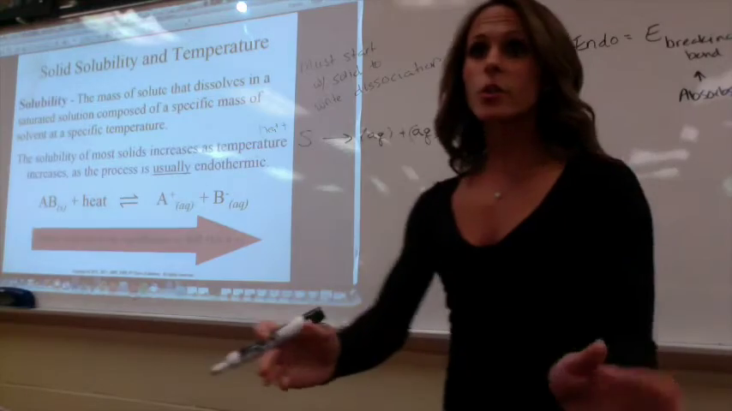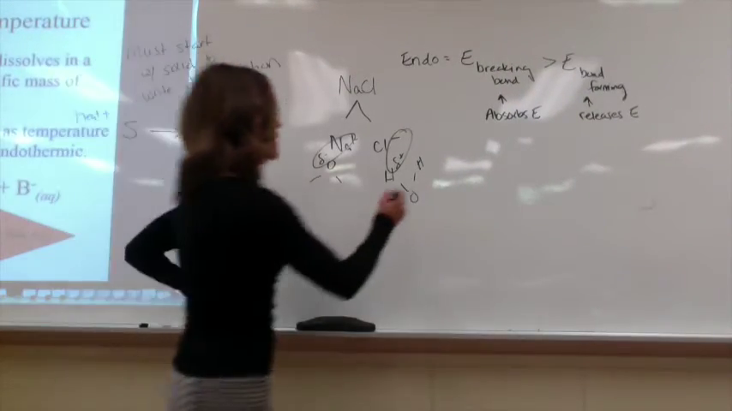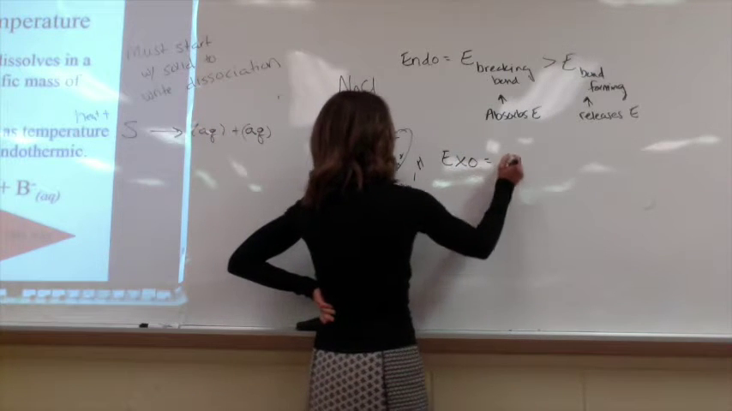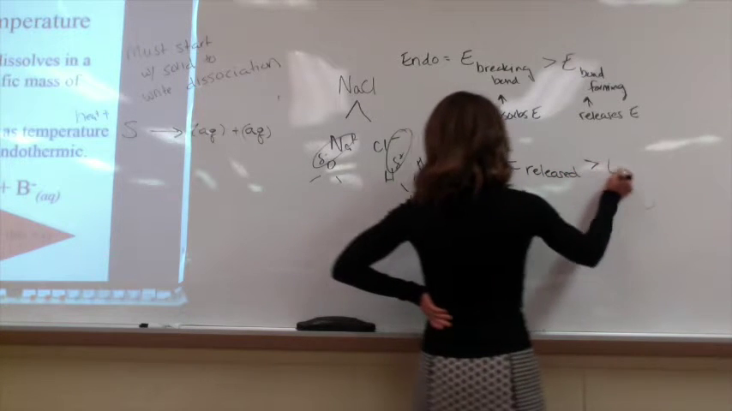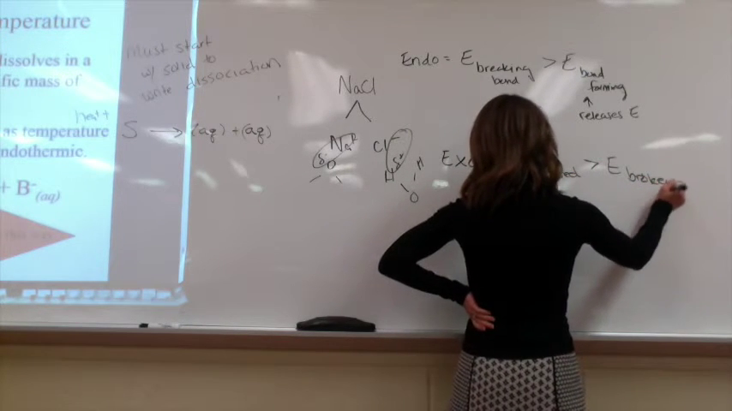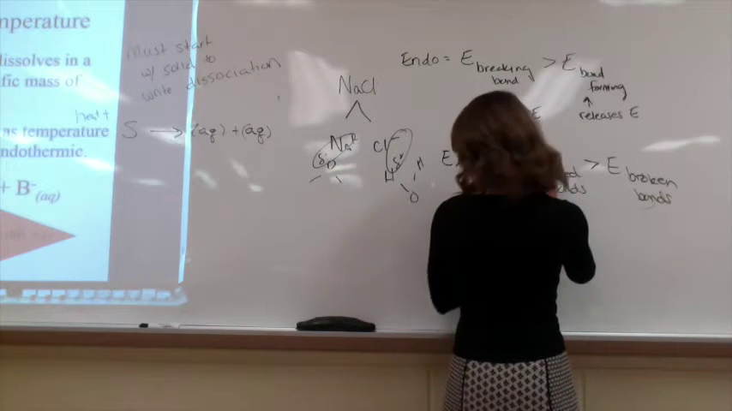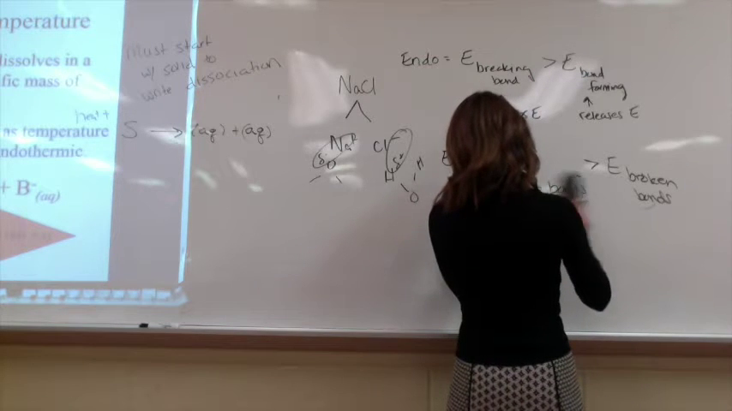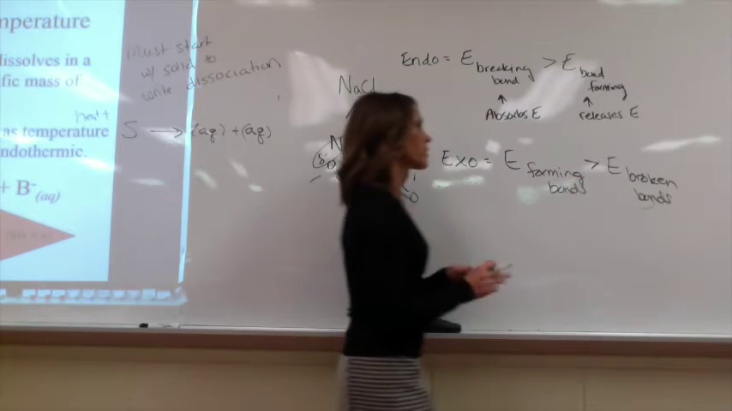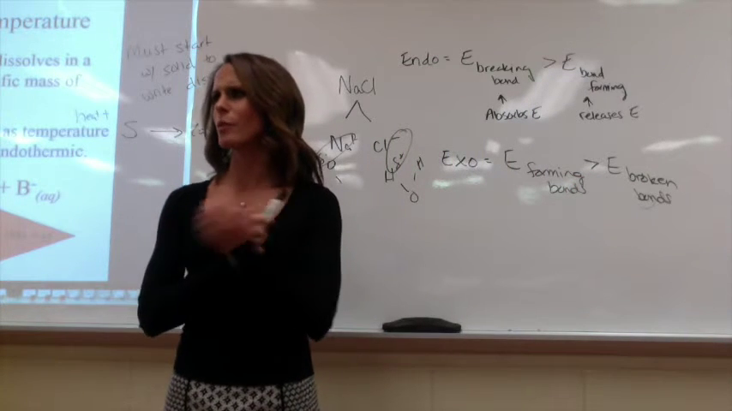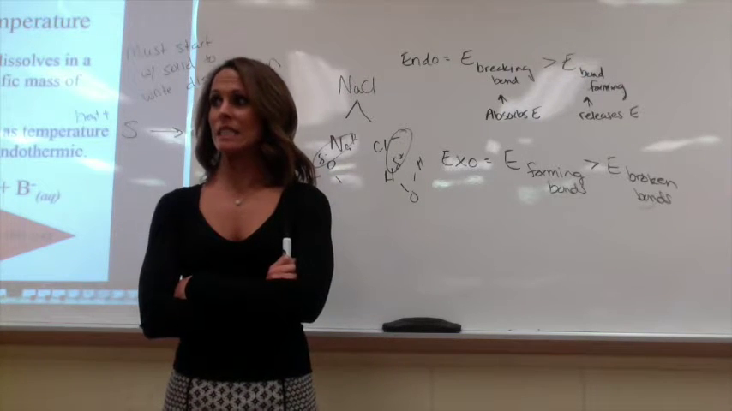If something's exothermic, then the opposite's true. So if it's exo, that means that the energy released is greater than the energy in the broken bonds. I wrote released, but I should have written forming. But it is released energy. Forming bonds is greater than the bonds broken. Right? That's how you get endothermic and exothermic. Just reiterating, because you have a midterm next week.